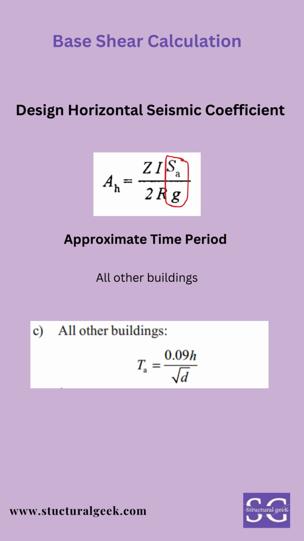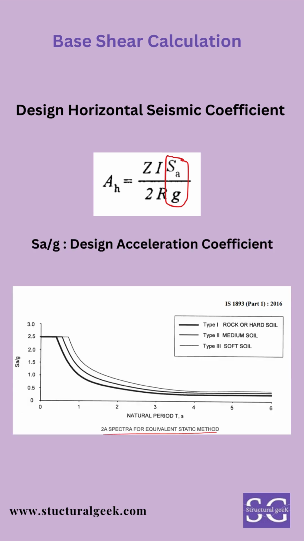And the very last type of buildings are all other buildings, which is mostly the RCC frame building with infill walls. There the approximate time period can be given as 0.09 times h divided by root d, where d is the dimension of the structure in that particular direction. Once you have found the approximate time period for the structure, the Sa by g can be computed using the spectra for equivalent static method.